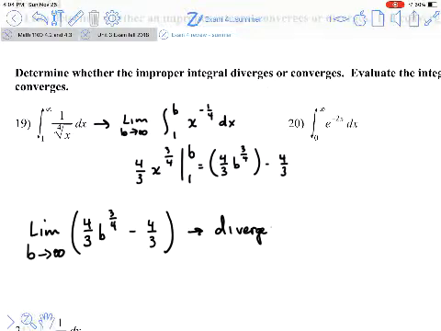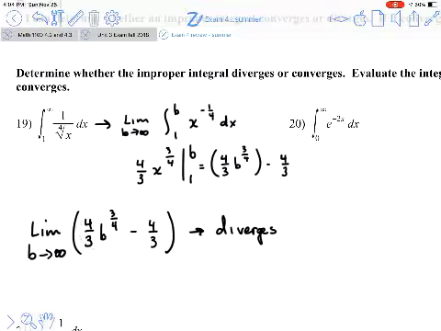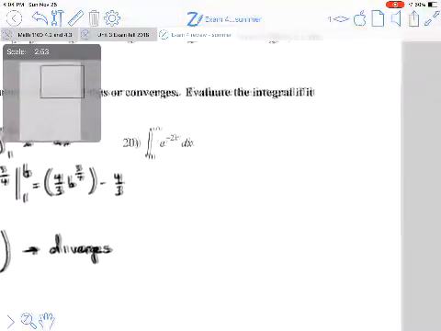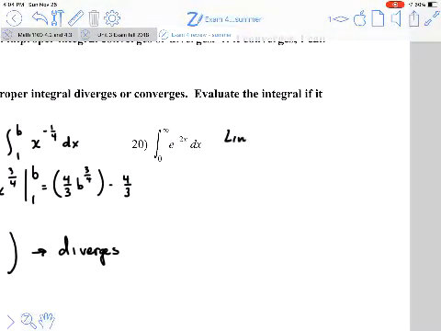This diverges because this expression just keeps getting bigger and bigger and bigger as b gets bigger and bigger and bigger. So we're going to turn this into another limit problem. The limit as b approaches infinity of the integral from 0 to b of e to the negative 2x dx.